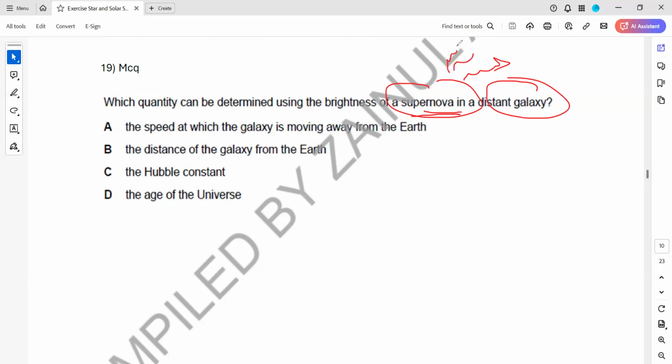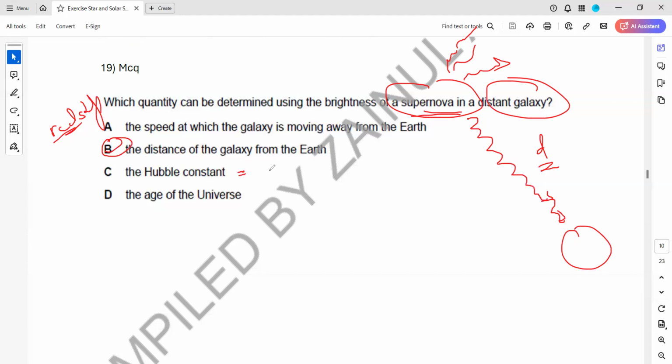A supernova explosion produces light. Knowing the speed of light and how much time it takes, we can determine how far this galaxy is from us. The speed at which the galaxy is moving, we can work out using redshift. But from the brightness, we can know how far the supernova occurred, the distance of the galaxy from the Earth. So that we can measure.